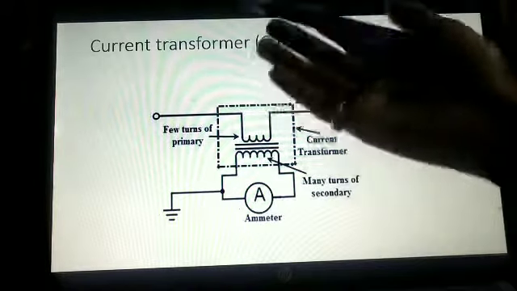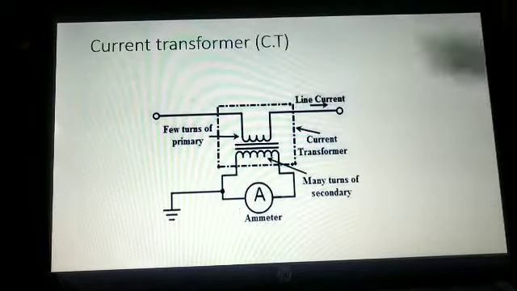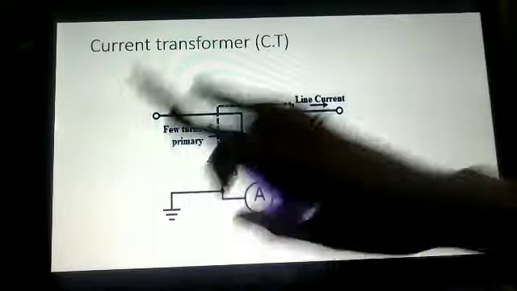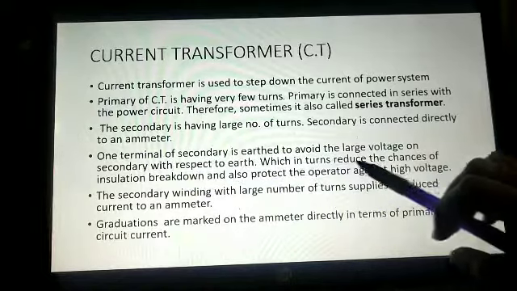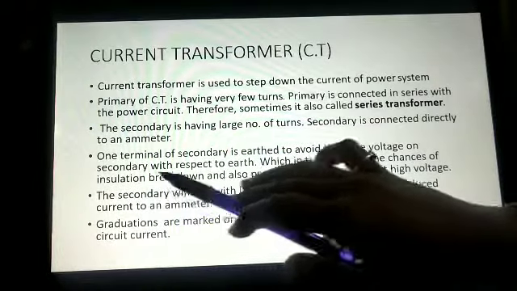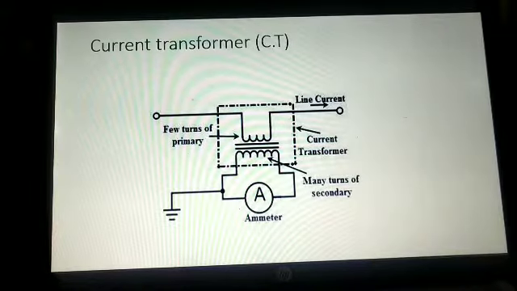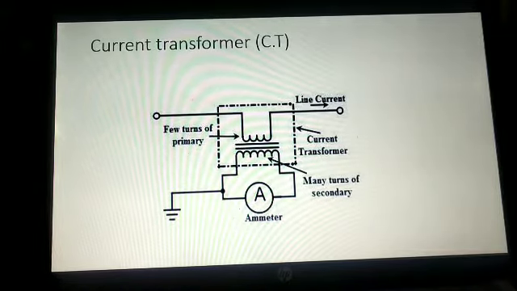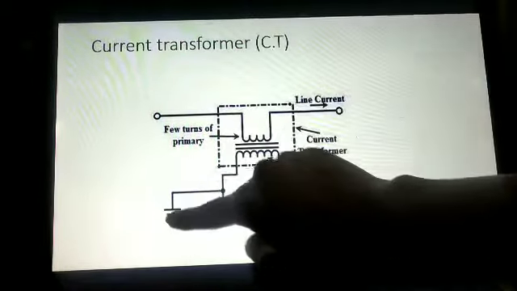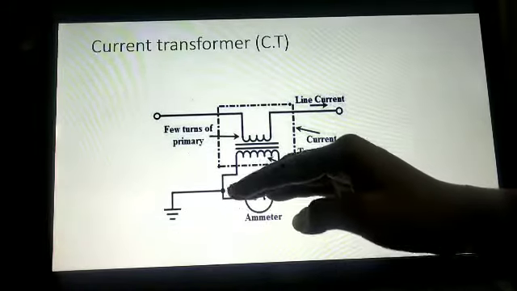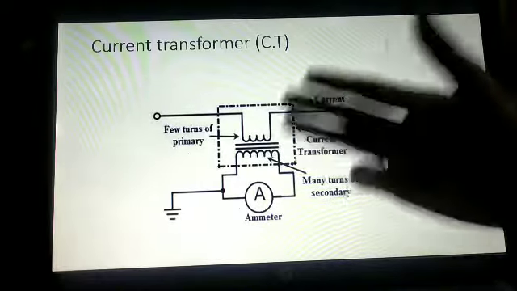So here the secondary, one terminal is provided with the earth, right? Why? Because in case the large voltage flows, it will go to earth, right? So for the protection purpose they have used earthing, which in turn reduces the chance of insulation breakdown and also protects the operator against the high voltage. So as I told you, it is used for the protection. Whenever the high voltage comes, for our protection purpose earthing is provided, right? So it will protect the operator, that means whoever is here, that person will be protected from high voltage.